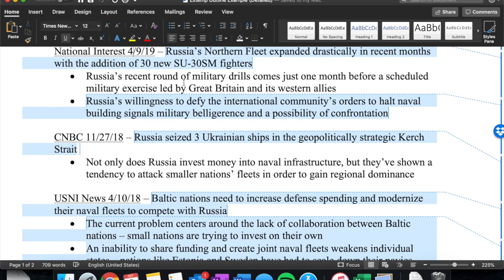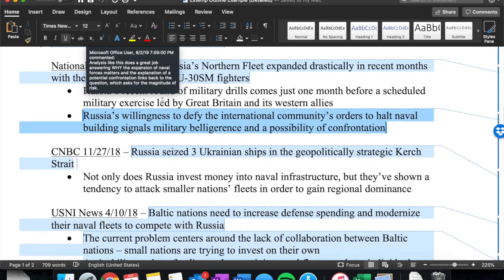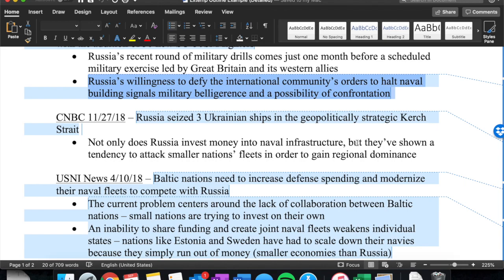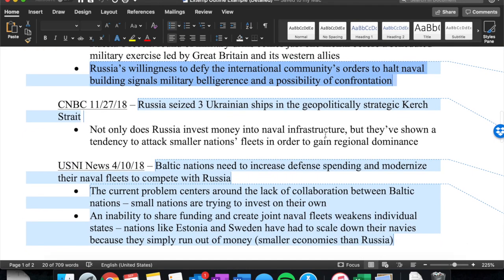And then significantly, notice this last line down here. This is one of the most key ones. He argues that Russia's willingness to defy the international community's orders to halt naval building signals their military belligerence and a possibility of confrontation. Boom. That last sentence is the key sentence that ties this back to the thesis, right? Because it's about how serious a risk does Russian aggression pose. And in that subpoint there, he makes it very clear that Russia is willing to defy the international community and thus be confrontational, which makes them a serious risk.